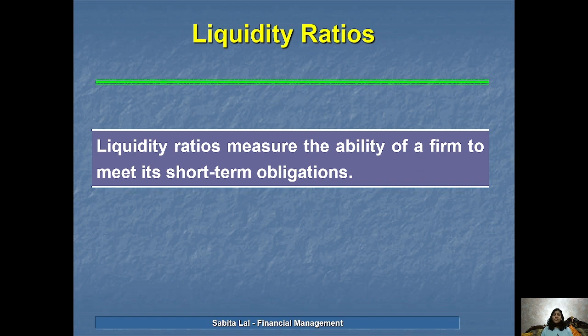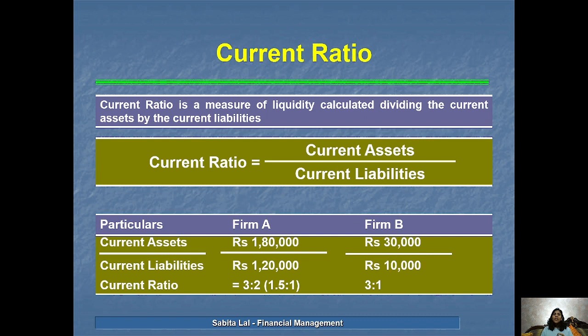Liquidity ratio measures the ability of a firm to meet its short-term obligations. Liquidity ratio is for less than 1 year. So, in the liquidity ratio, the first will be your current ratio. Current ratio is your measure of liquidity calculated by dividing the current asset by the current liability. So, the current ratio formula is simple, that is current asset by current liability. And if the current ratio is 2:1, that is good for the company.